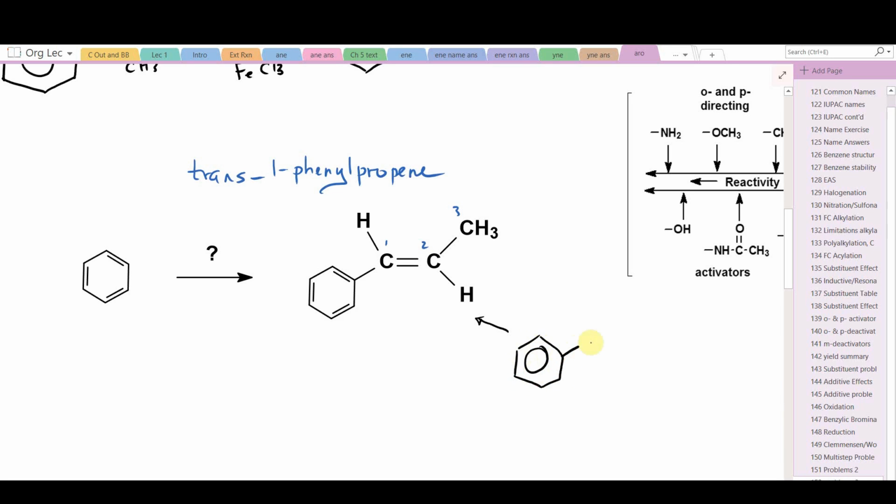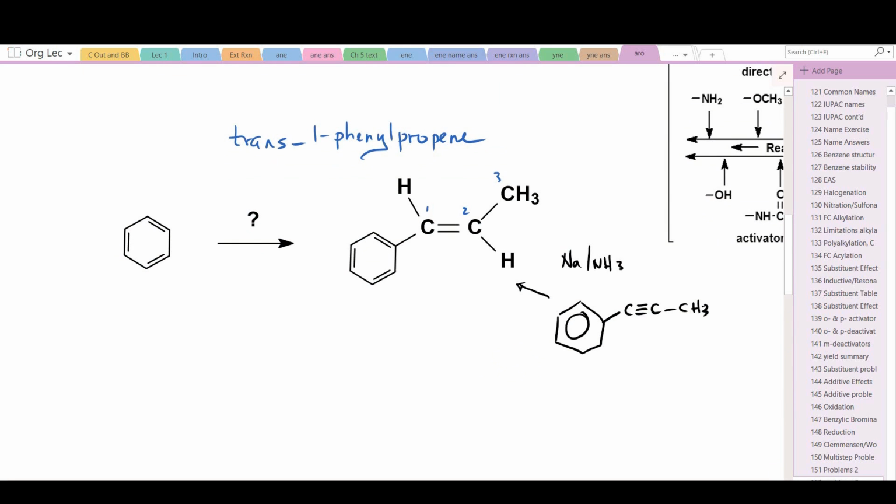So we work backwards as well as forwards. So that was sodium in liquid ammonia. So then how do we get from benzene to this alkyne? We have to add some carbons, and we'll have to add some unsaturation. Well, let's add some carbons. We need 3 carbons here.